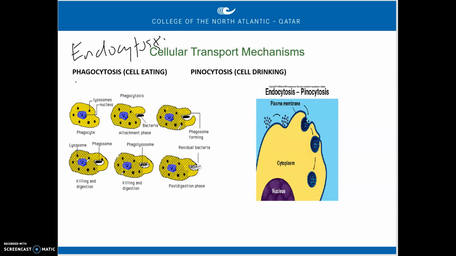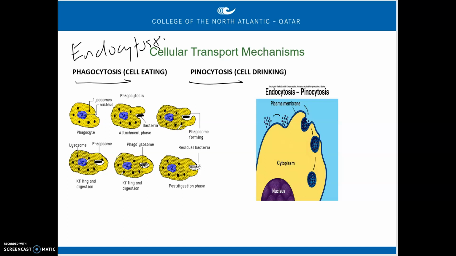We're going to have phagocytosis and pinocytosis. So if you look at the pictures here, it's the same process that we just talked about in the last slide. The difference is what the cell is bringing inside. In phagocytosis, generally what the cell is bringing inside is bigger particles, chunks of substances that it needs, and in a way it would be a solid.